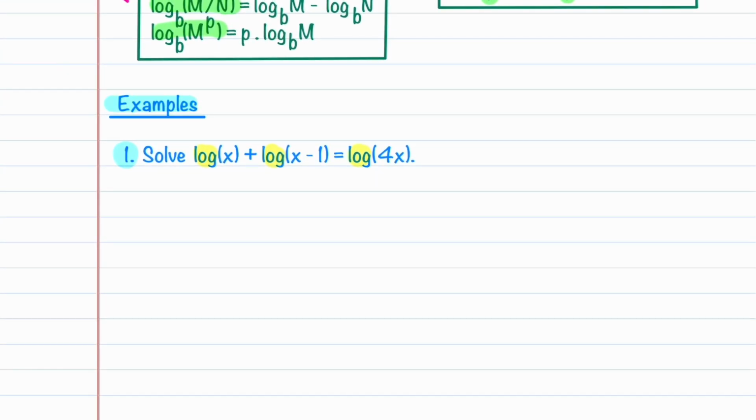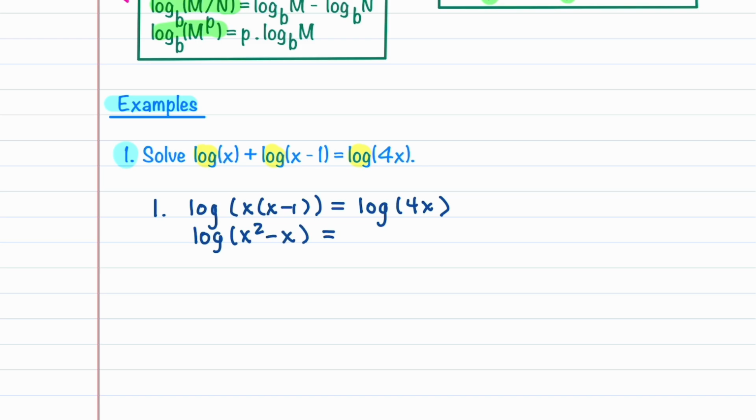Let's now solve our first example problem. Our first step is to combine the logarithms on each side of the equation. Notice that on the left-hand side, we have 2 logarithms, and we can combine them. They are being added, so that means we can combine them by multiplying x and x minus 1. And then the right-hand side is just going to be log 4x. Let's multiply the x and the x minus 1, and we get log of x squared minus x is equal to log of 4x.